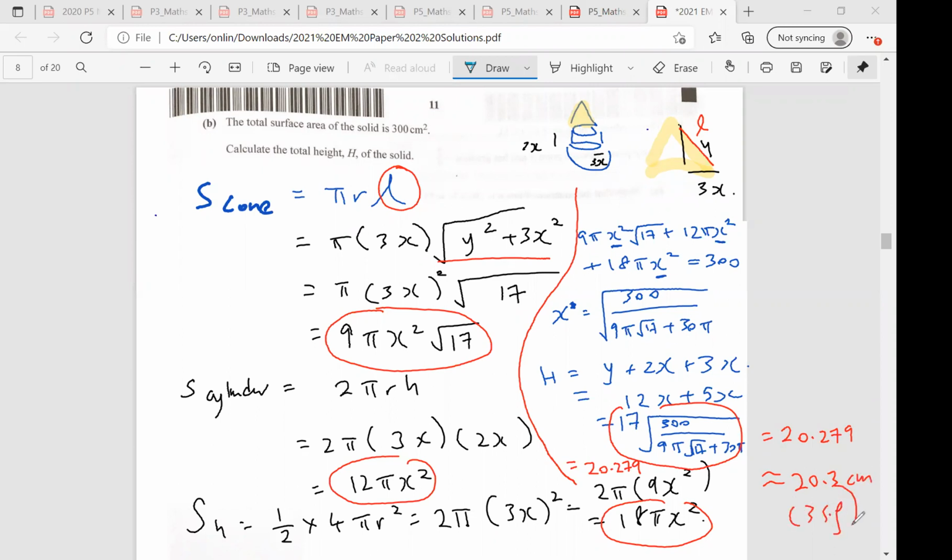Please remember to write down your units, and please remember to write down your height, etc., and the 3 significant figures, in order not to get marks deducted, because all those are worth 1 mark during the exam. So I hope that you all actually learn how to do this question with a more detailed explanation.